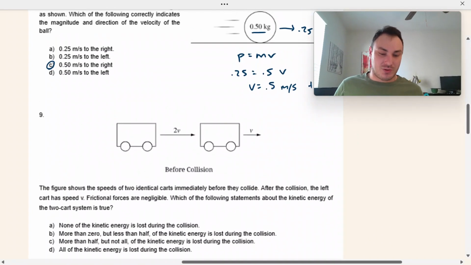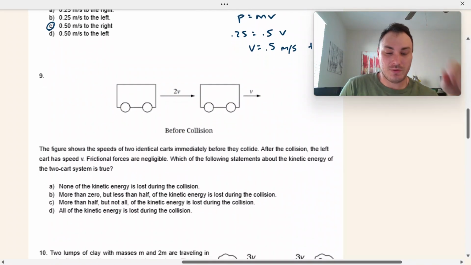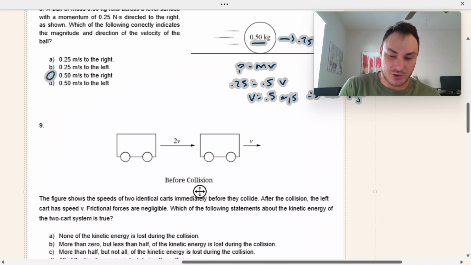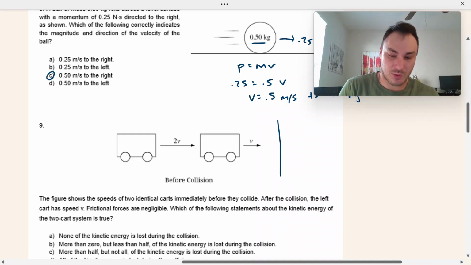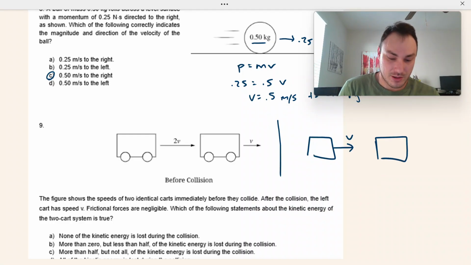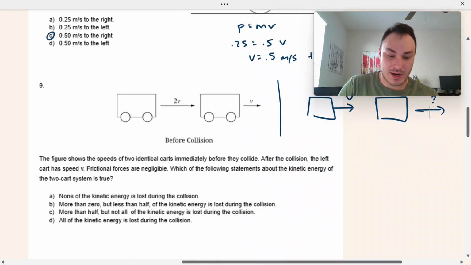Nine, the figure shows the speed of two identical carts immediately before the collision. After they collide, the left cart has a speed of v. So we have before collision, after collision, the left cart has a speed of v. The right cart has a speed of, we don't know. So let's find out the speed of the right cart using the conservation of momentum.